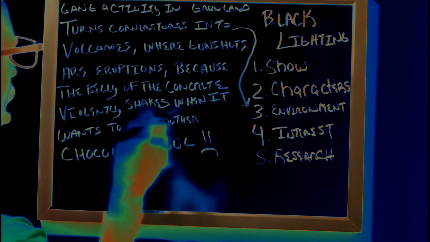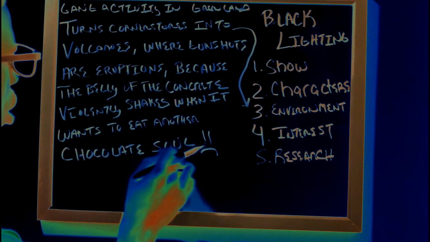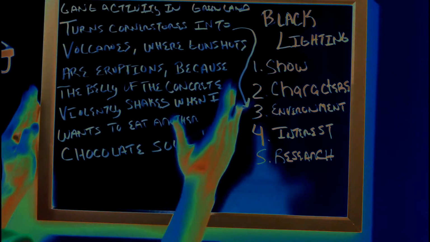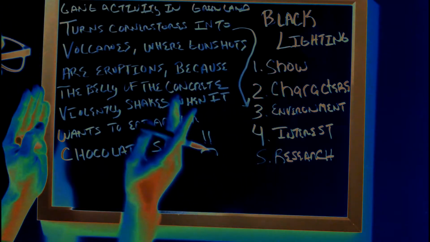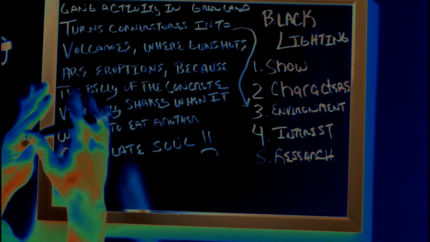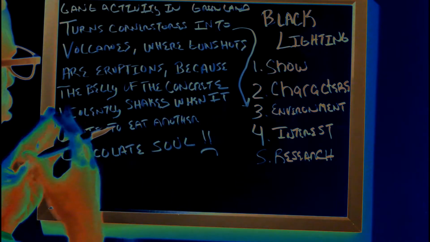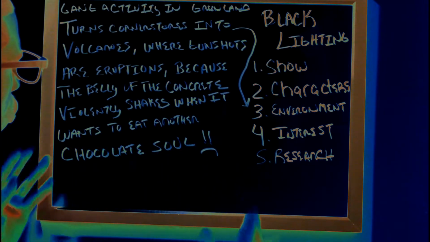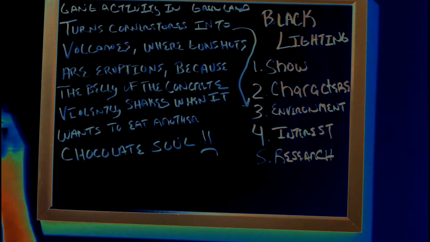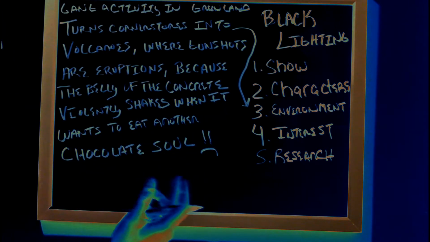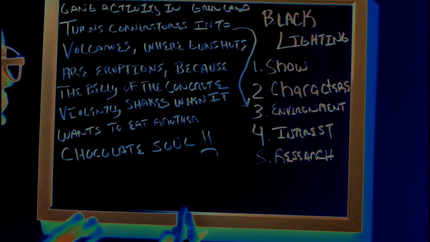And because the belly of the concrete violently shakes when it wants to eat another chocolate soul. This whole portion is really talking about gunshots, violence as it relates to a volcano. And when a volcano erupts, it's also having an effect on the ground as it shakes. And so, had I not known what volcanoes do or what an eruption is and what happens to the ground, I cannot write this piece of work, right?